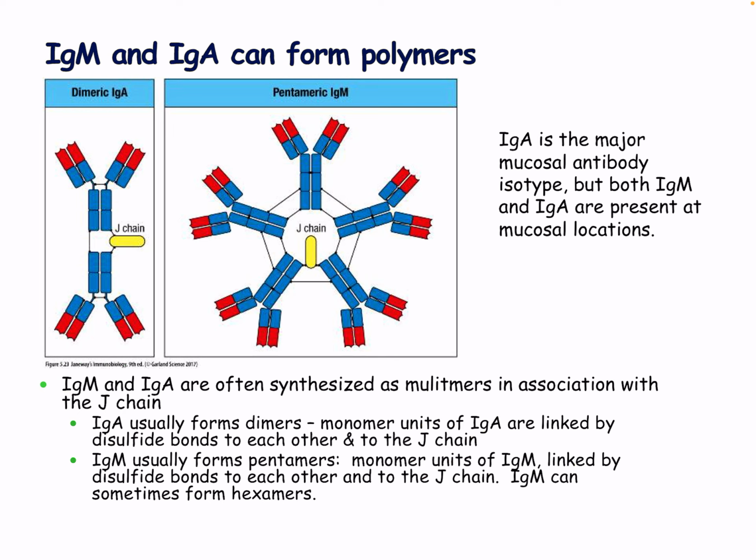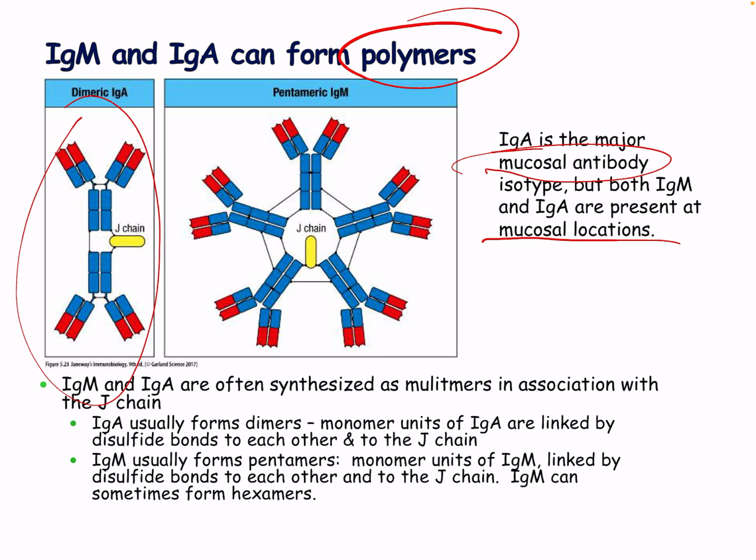So IgM and IgA can also form polymers. IgA is the major mucosal antibody isotype, but both IgM and IgA are present in mucosal locations. So these are our most important ones at mucosal sites. IgM and IgA are often synthesized as multimers in association with the J chain. Again, here we can see our J chains. IgA usually forms dimers, where you can see here there are 2 monomer units of IgA linked by disulfide bonds to each other and to the J chain. IgM usually forms pentamers when secreted, and the monomer units of IgM are linked by disulfide bonds again to each other and to the J chain. And IgM can sometimes be a hexamer.